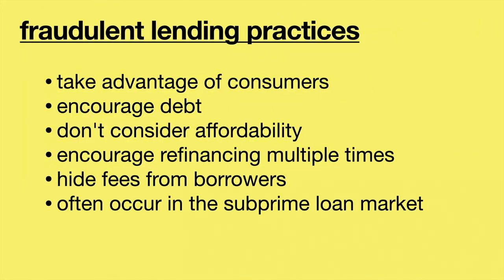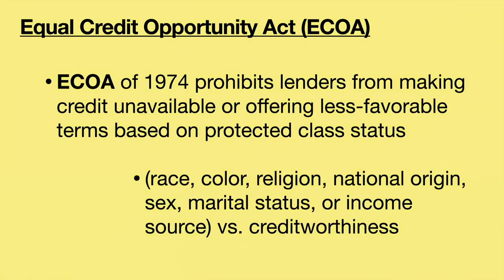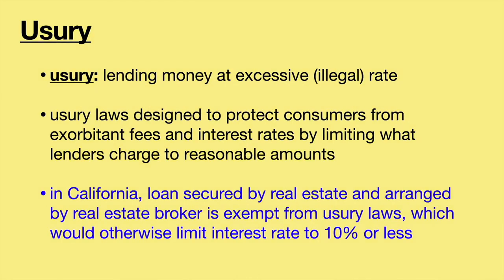The Equal Credit Opportunity Act, ECOA, of 1974 prohibits lenders from making credit unavailable or offering less favorable terms based on protected class status. Usury: lending money at an excessive, illegal rate. Usury laws are designed to protect consumers from exorbitant fees and interest rates by limiting what lenders charge to reasonable amounts. In California, a loan secured by real estate and arranged by a real estate broker is exempt from usury laws, which would otherwise limit the interest rate to 10% or less.